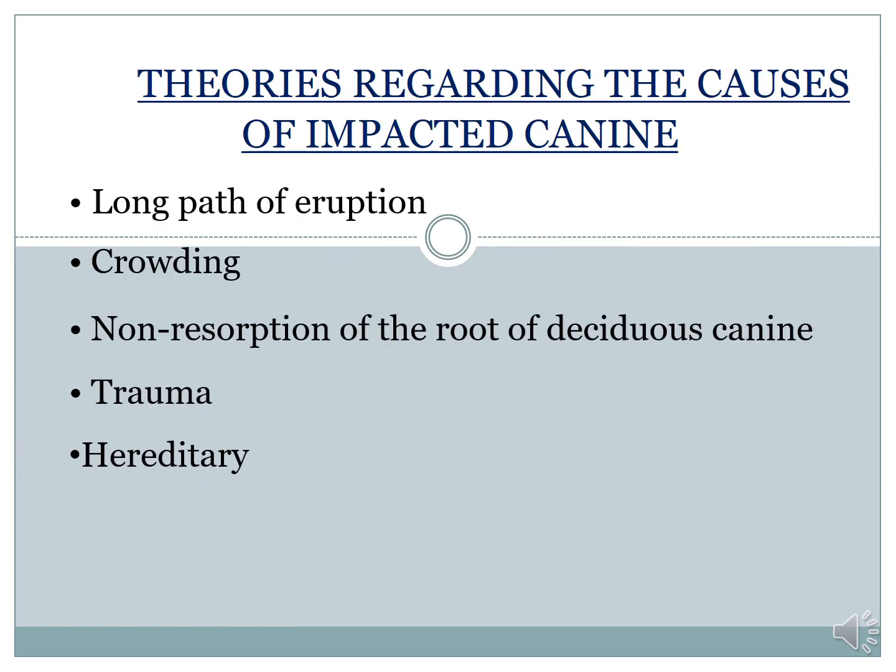So because of the long path of eruption, because of already presence of crowding, and when the retained deciduous teeth, the roots are not resorbing, and then there is a repeated trauma which results in scarring of the tissues, all these can lead to the canine getting impacted.